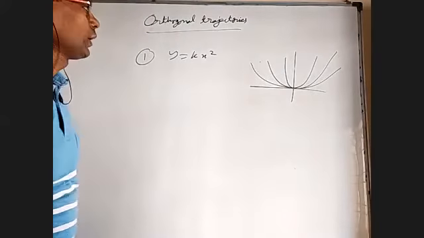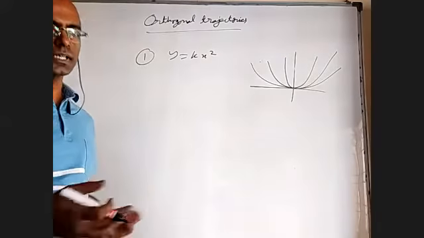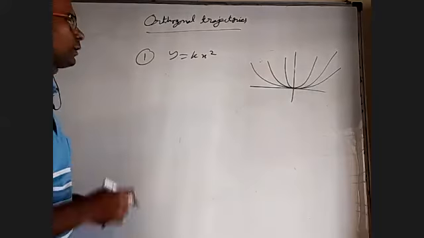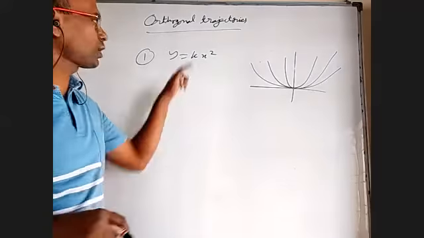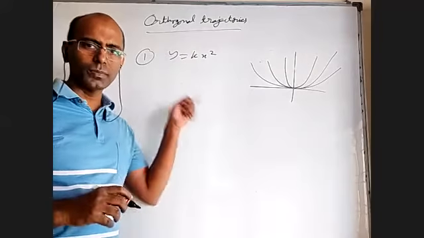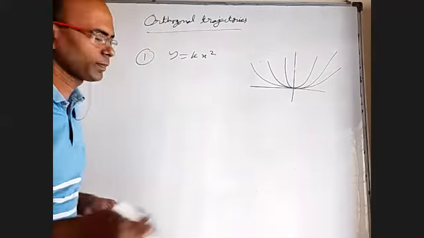Now, what is the orthogonal family? What is that curve which can intersect all of them orthogonally? So first of all, you have to find the differential equation. When you find the differential equation, there should not be any k in it. You know that the variable constant is k. You have to eliminate it.